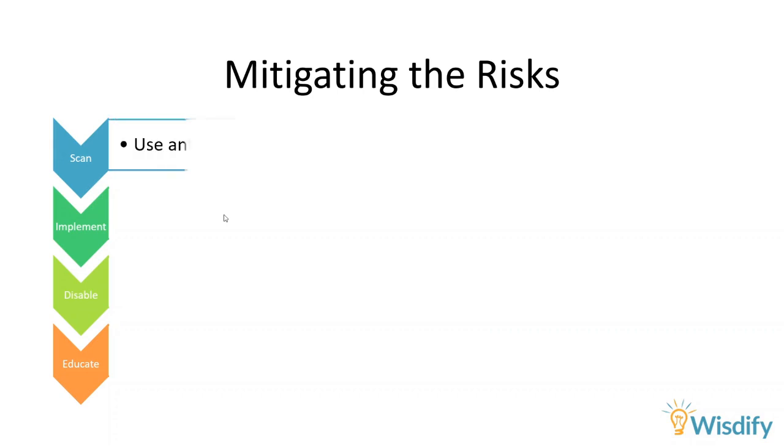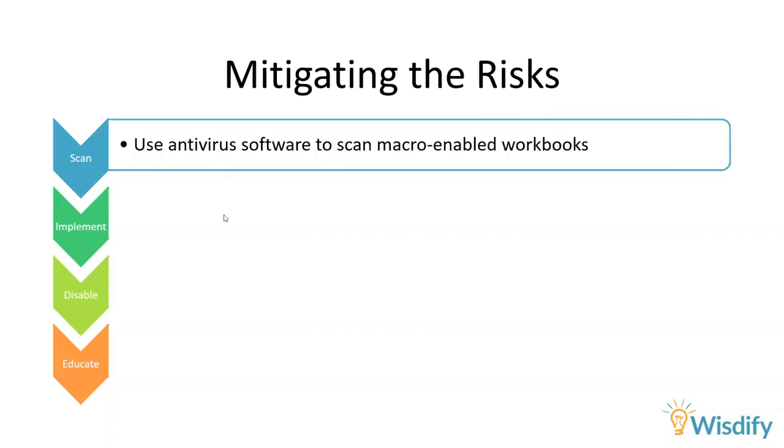So first is to scan. Anytime that you're downloading files off somewhere, whether it is a file that can have a macro or not, make it a regular habit to scan those files. Okay, so run them through antivirus software, just so you have that first layer of protection that there's nothing there.